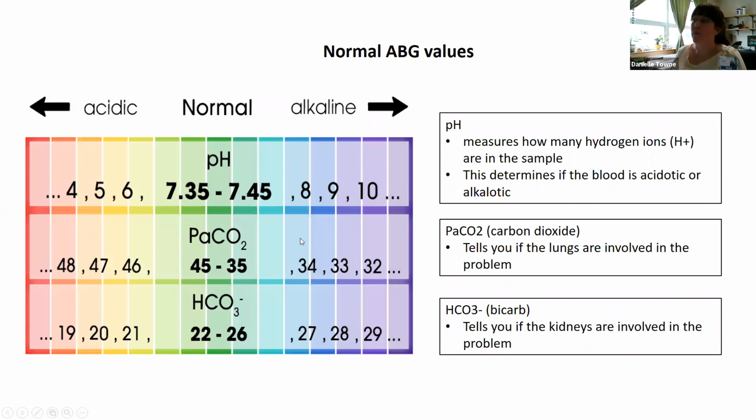Talking about normal and what normal is. So pH, we've talked about a little bit already, talks about how many hydrogen ions are in the blood and determines if it's acidotic or alkalotic. Okay, so the normal you can see here on the graph, 7.35 to 7.45, that's the sweet spot. That's where we want to be. Okay, our CO2, carbon dioxide, that tells you if the lungs are involved in the problem, and the normal is 35 to 45. Now the lower that number goes, the more that you're blowing off. The higher the number goes, the more you're retaining. Okay, bicarb tells you if the kidneys are involved, right? Normal is 22 to 26. That's your sweet spot range for your bicarb.